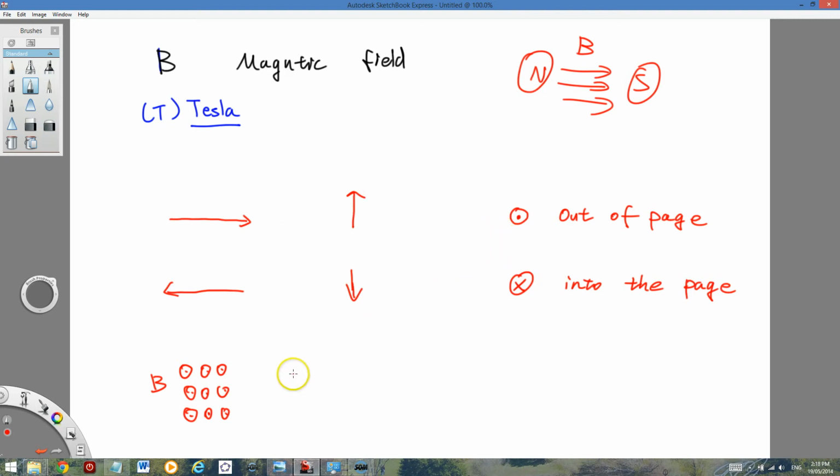In contrast, if I label that in this way, with crosses, into the page, it means the magnetic field is traveling in a direction from my face into the page. So in this way, this is how we label 3-dimensional directions on a piece of paper. So you're going to be dealing a lot with them in this chapter. Just be careful. Make sure you have them in your summary notes.